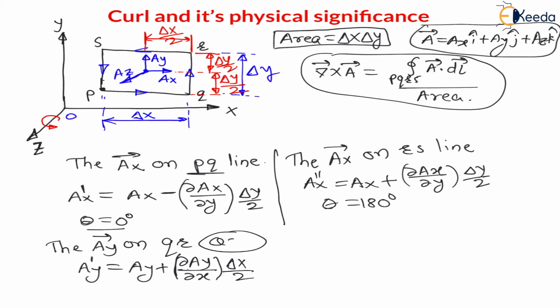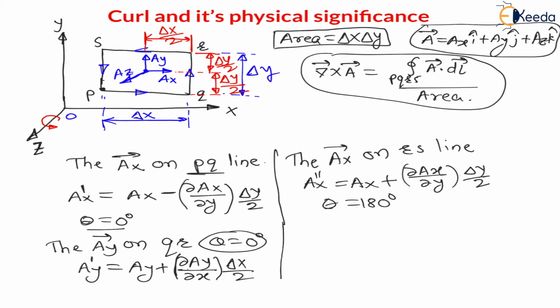What will be theta in this case? See, QR, we are going from Q to R, right? Q to R is going upward, Ay is also going upward. Means angle between them is 0 degree, because both are going in upward direction, in the same direction. Therefore, theta is 0 degree here in this case, right?